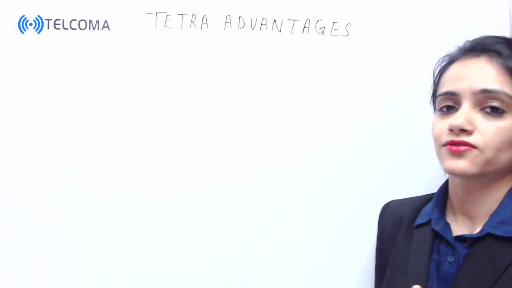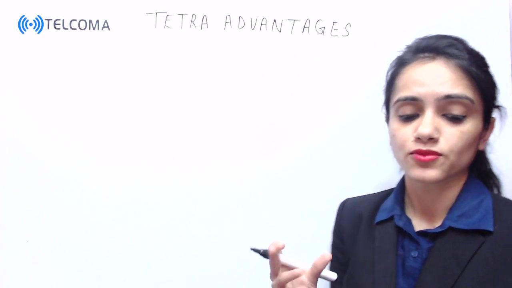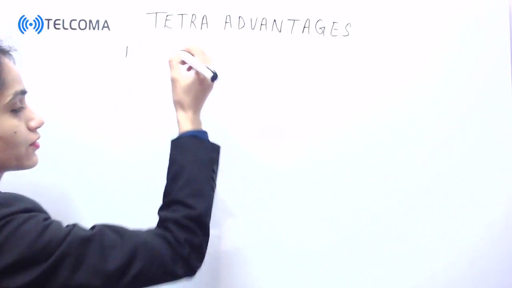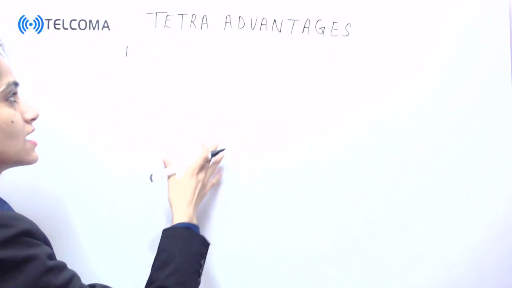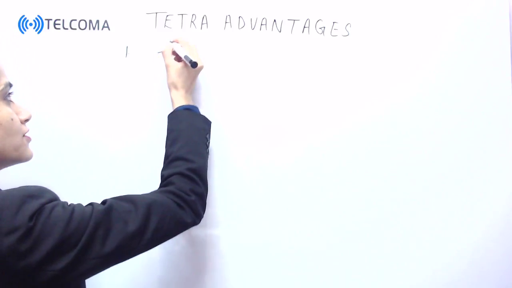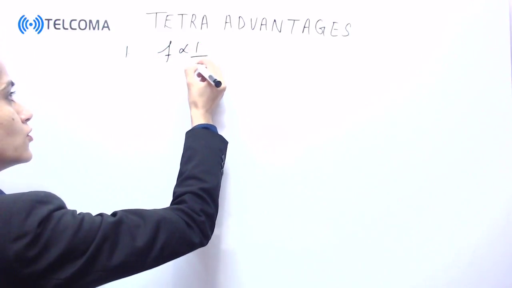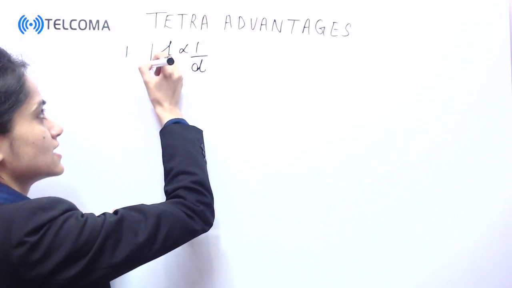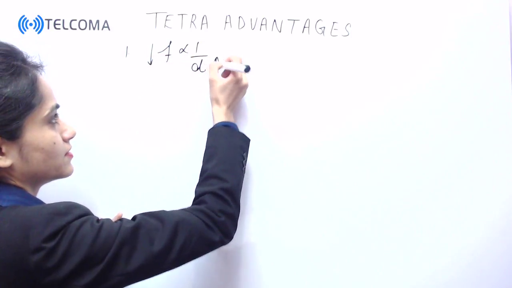Today in this class we will discuss the advantages of TETRA technology. So let's start with the very first advantage, that is lower frequency. We know the relation between the distance and frequency: frequency is in inverse relation with the distance. So if our frequency is less, the distance covered will be more.